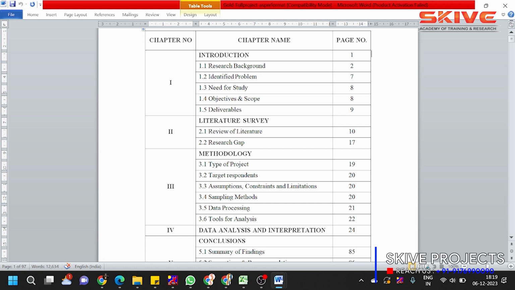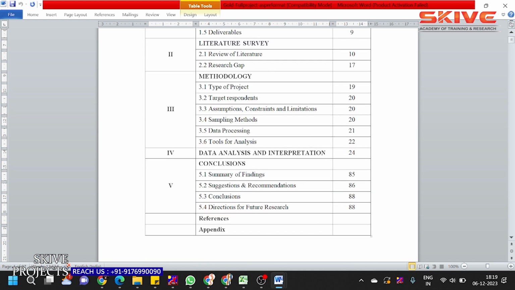Coming to the second chapter, it covers the literature survey. In the literature survey, we divided it into two subtopics: one is the review of literature and the other is the research gap. And coming to the third chapter, the methodology. The methodology contains types of project, target respondents, assumptions, constraints and limitations, sampling methods, data processing, and tools for analysis.